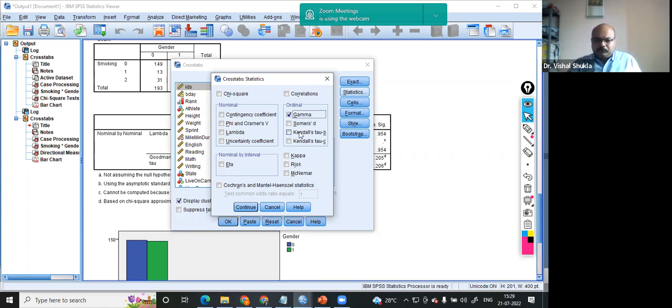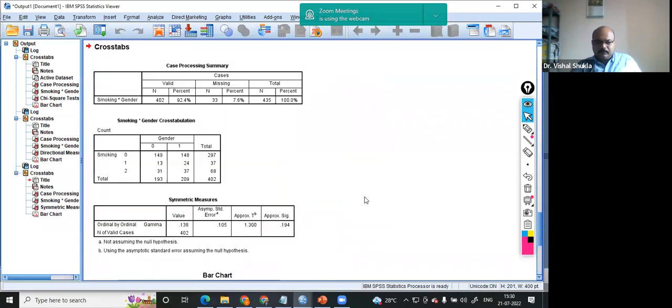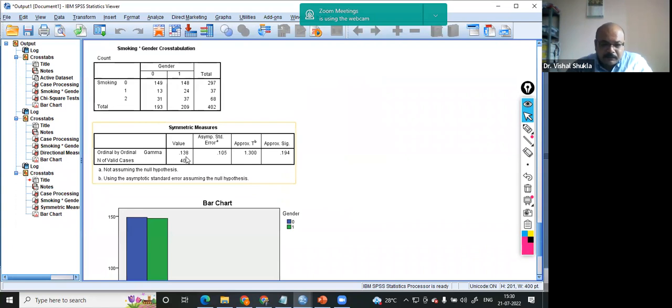Please keep in mind, if both are nominal or both are ordinal, and the expected count is 5 minimum in each of the cells, then chi-square. If both are nominal but the expected count is less than 5, lambda. If both are ordinal and the expected count is less than 5, then gamma. If one is ordinal and another one is nominal, then again gamma. So click here and okay. Now here you will get this gamma value. It's a very weak correlation, also not significant.